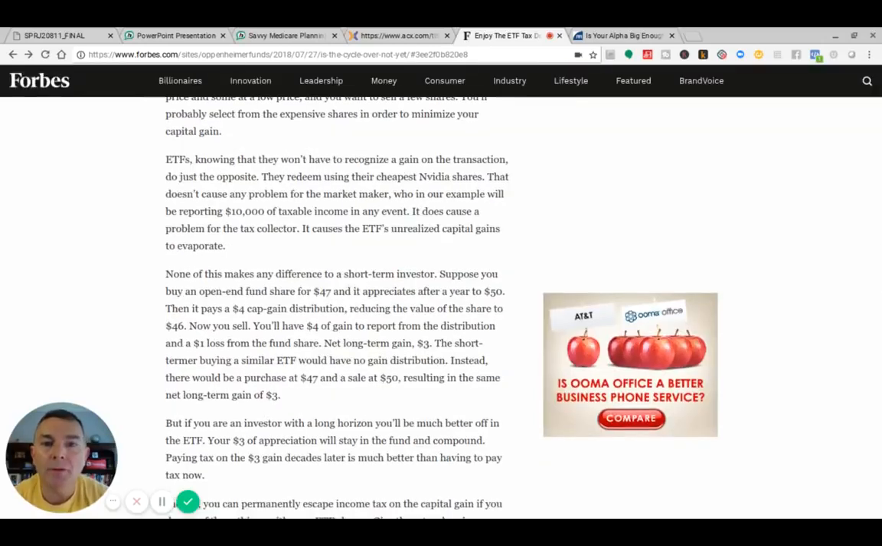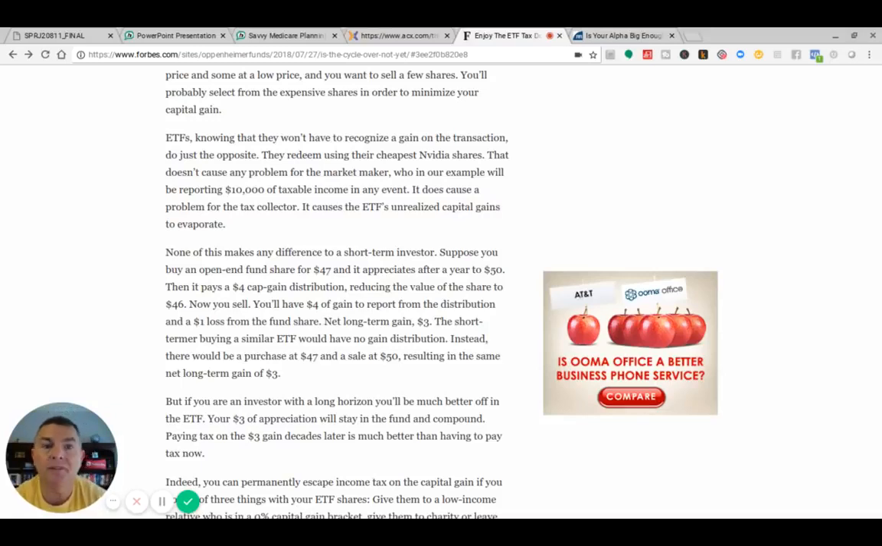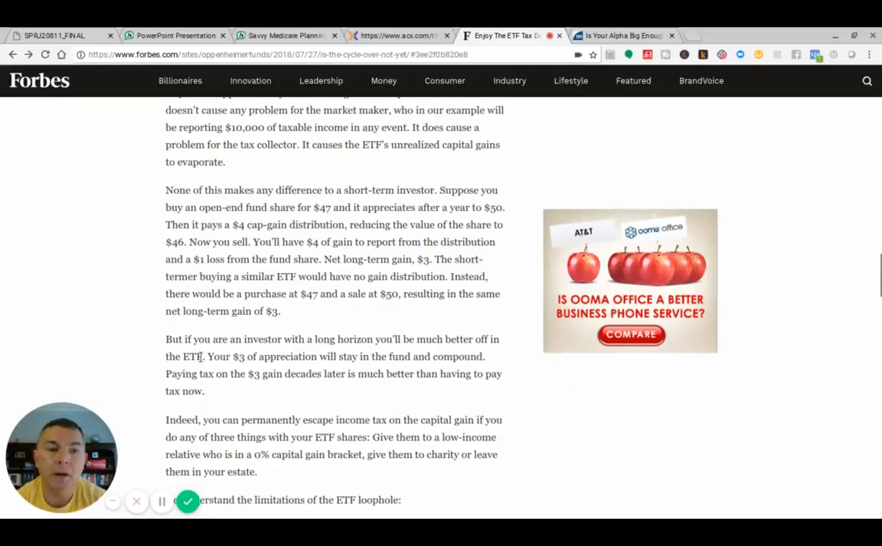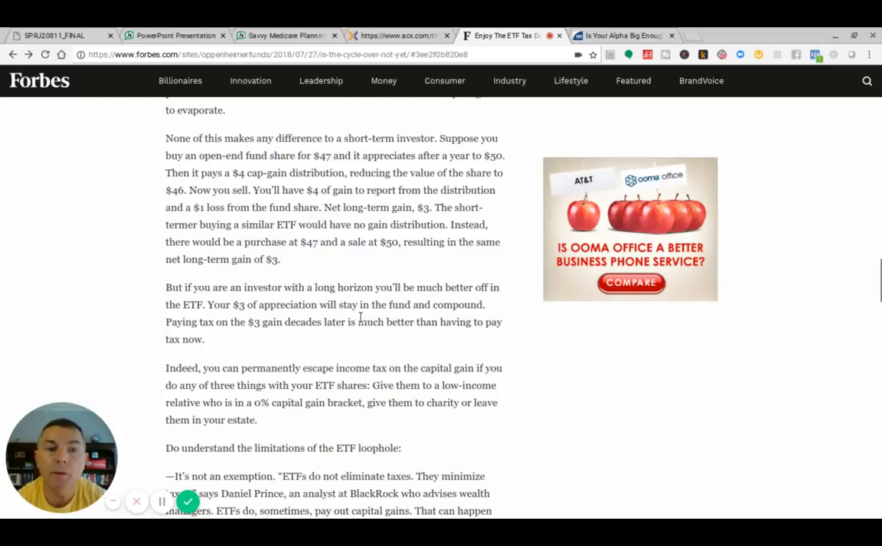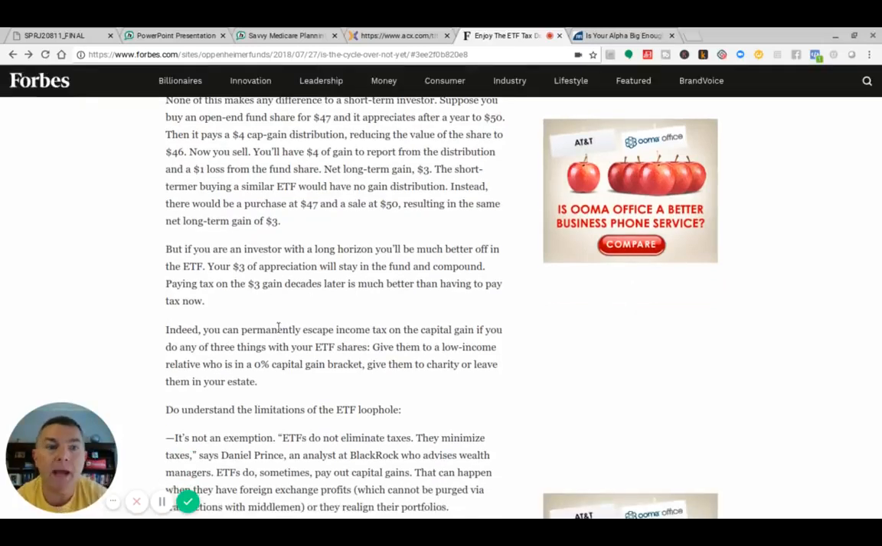ETFs, knowing they won't have to recognize a gain on the transaction, do just the opposite. They redeem using their cheapest NVIDIA shares. That doesn't cause any problem for the market maker, who in our example will be reporting $10,000 of taxable income in any event. It does cause a problem for the tax collector because it causes the ETF's unrealized gains to evaporate. None of this makes any difference to the short-term investor. But if you're an investor with the long horizon, you'd be much better off in your ETF. Your $3 of appreciation will stay in the fund and compound. Paying tax on the $3 gain decades later is much better than having to pay tax now.